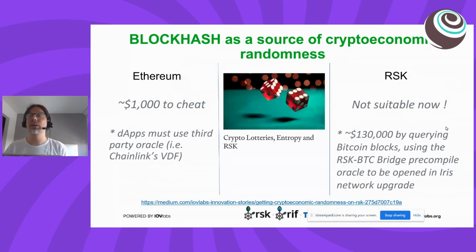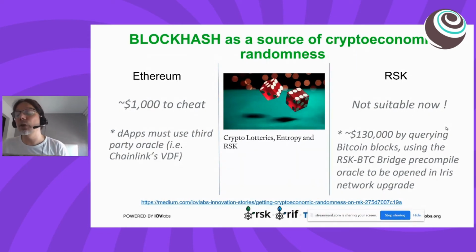In the case of Ethereum, it's about $1,000 is the cost for a miner to withhold the block and try to manipulate the outcome. And in the case of RSK, you don't even have $1,000 of guarantee. So you should never use block hash as a lottery, at least not for a single number. Maybe if you are choosing 1,000 numbers, it can be used, but not for a single number.